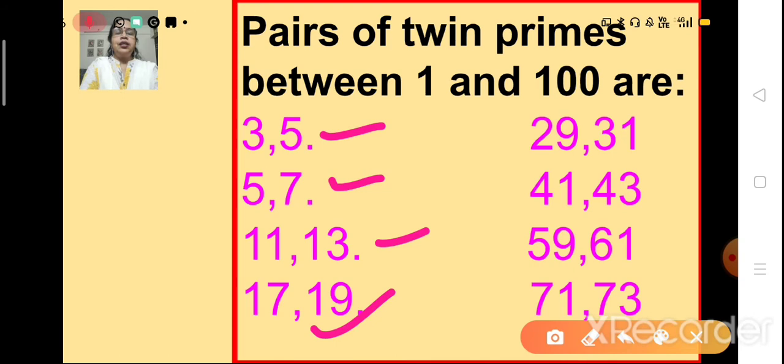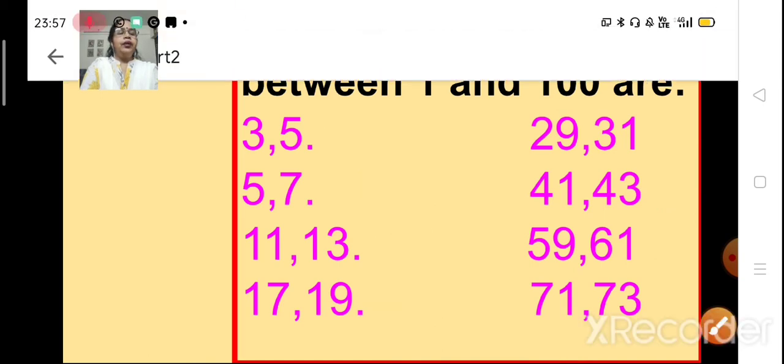17 and 19 are also twin primes. Similarly, we have 29 and 31 which are twin primes. 41 and 43, 59 and 61, and 71 and 73. All these numbers are pairs of twin primes, okay, between 1 and 100.